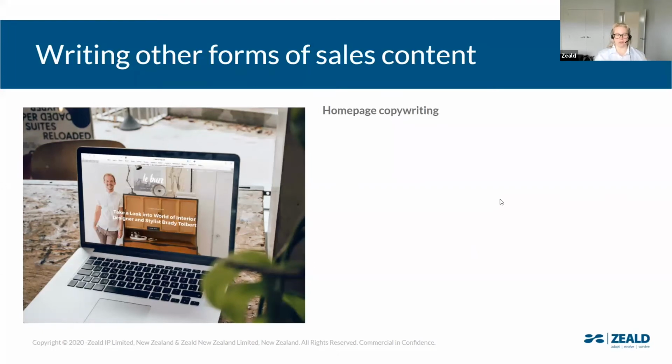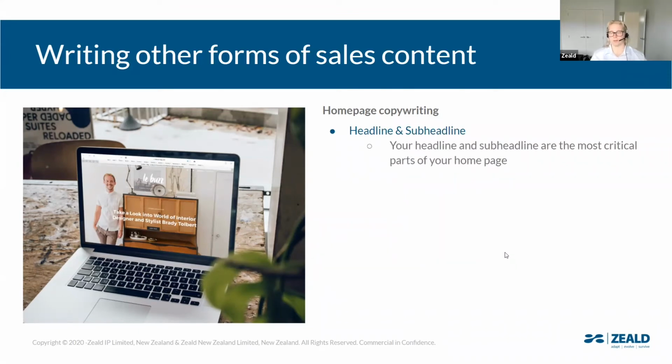So first of all, we have homepage copywriting. The homepage is probably the biggest area that people will know you by online, because it's the first area they'll always come to when they come to your site, unless they're directly clicking through to somewhere else. So here it's around headlines and subheadlines. This is the UVP as well, unique value proposition, which we've touched on. Your headline and subheadline, the UVP, are the most critical parts of your homepage.